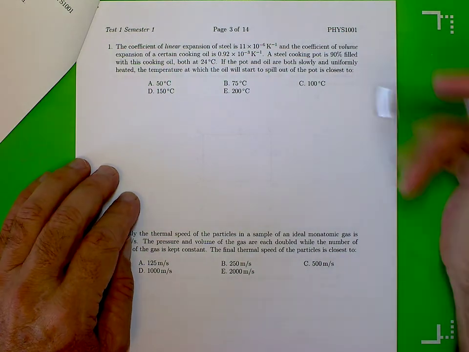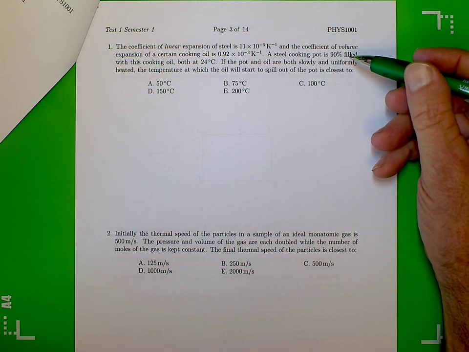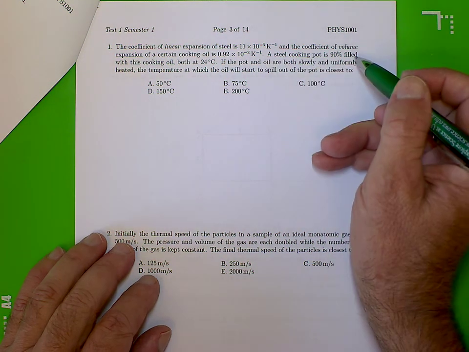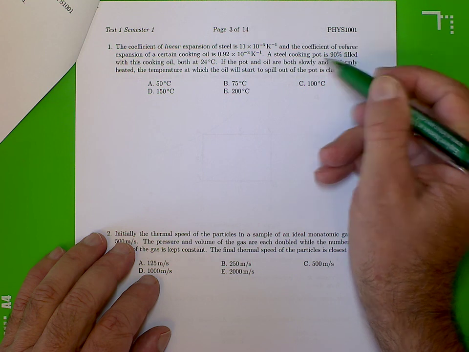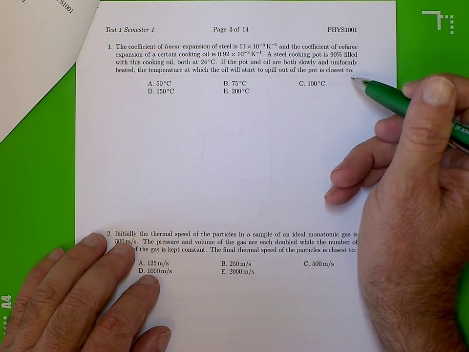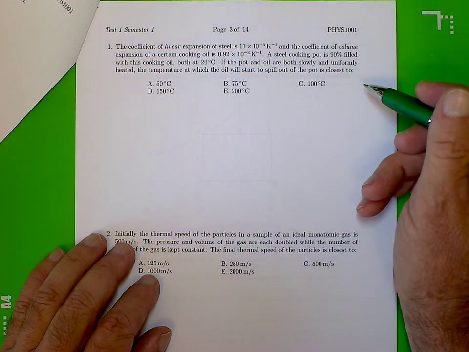Okay, so first question. The coefficient of linear expansion of steel is 11 by 10 to the minus 6. And the coefficient of volume expansion of a certain cooking oil is 5.92 by 10 to the minus 3. The pot's 90% filled with the cooking oil, both at 24. If the pot and oil are both slowly and uniformly heated, the temperature at which the oil will start to spill out of the pot is closest to.